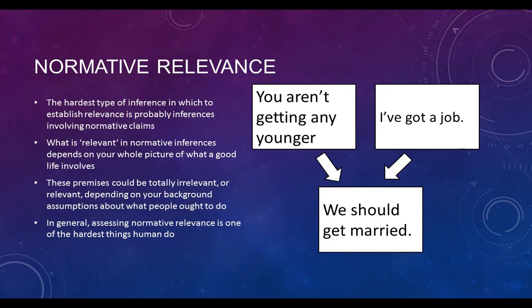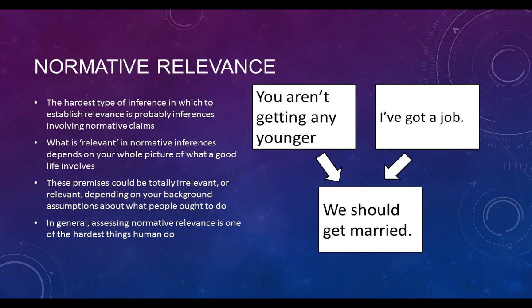Remember this argument that we were looking at weeks and weeks ago, where I offered it as an argument for you to analyze. It's not a good argument, but an argument that we could analyze. You're not getting any younger and I've got a job, therefore we should get married. And we had a really interesting discussion about whether these are completely irrelevant premises, or are they just crummy premises? In no way does this rise to the level of being an adequate argument, but are these completely irrelevant, or are they only minorly relevant?